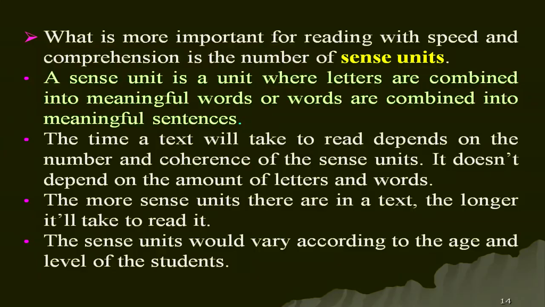So, we have 7 letters in the first set, 7 words in the second set, and in the third set we have 7 words, but they make a complete sentence, and it took much less time to read. So, it is not necessary that if letters or words are fewer, you can read more fluently and with more comprehension. So, what is important then? What is more important for reading with speed and comprehension is the number of sense units, the units that make sense.